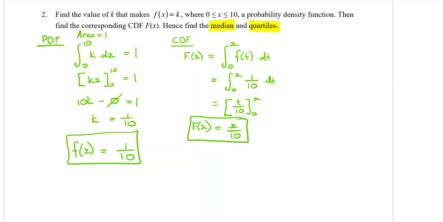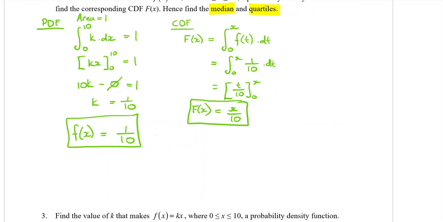The median is the middle of the capital F of x. Because it's cumulative, you find the middle, which is going to be when capital F of x is equal to 0.5. If you put that into your equation, you'll get 0.5 equals x/10, which means that x is equal to 5. The median is 5.